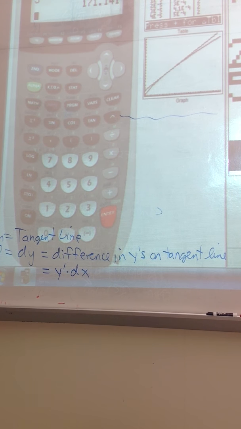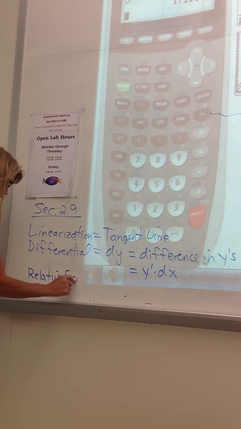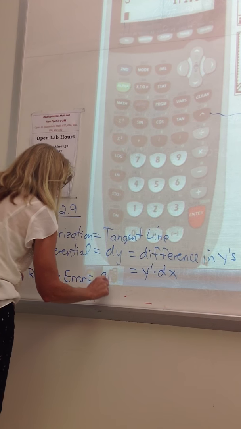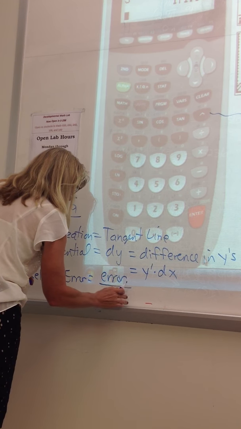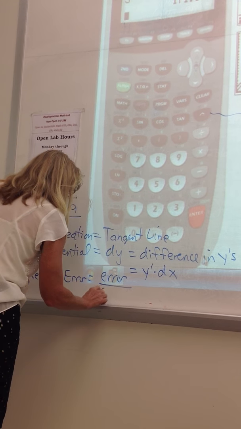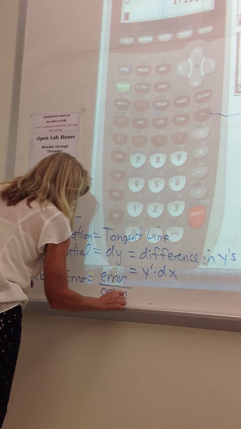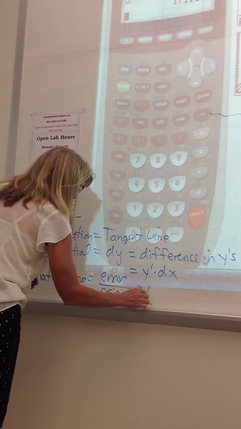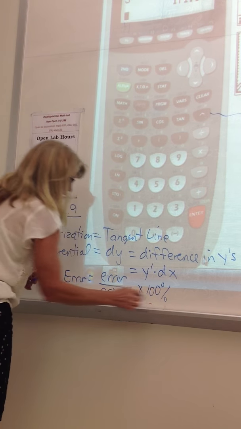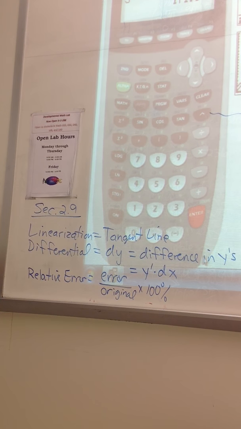And then relative error means the error divided by the original function value. And then usually you express it as a percent. So I would go ahead and turn that into a percent.